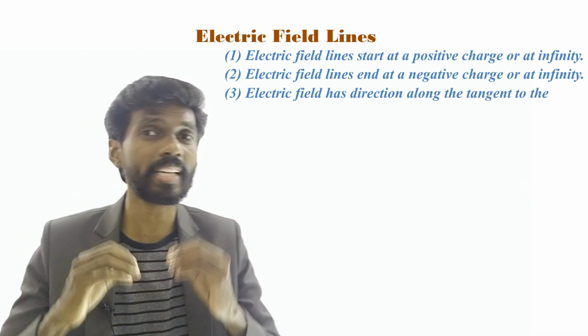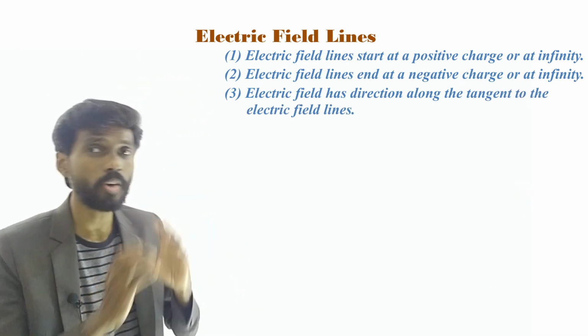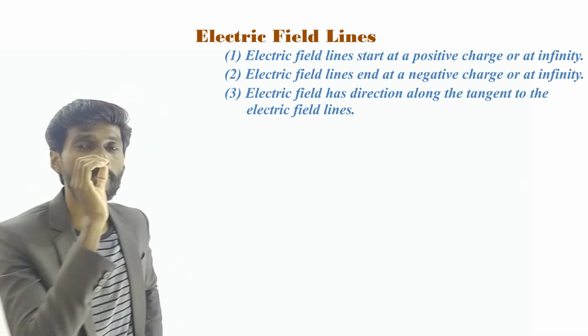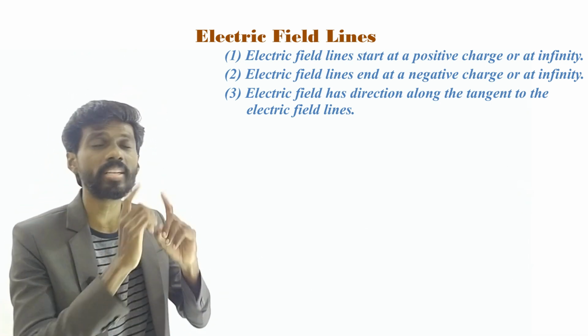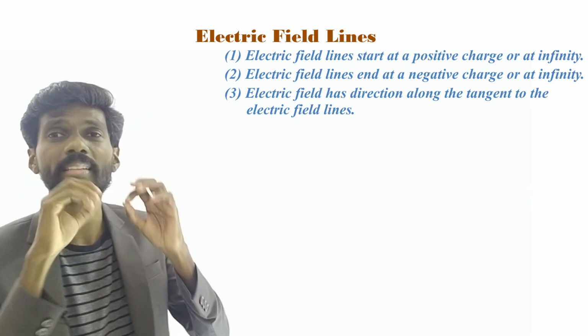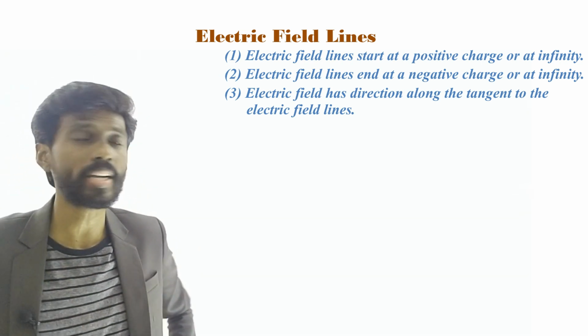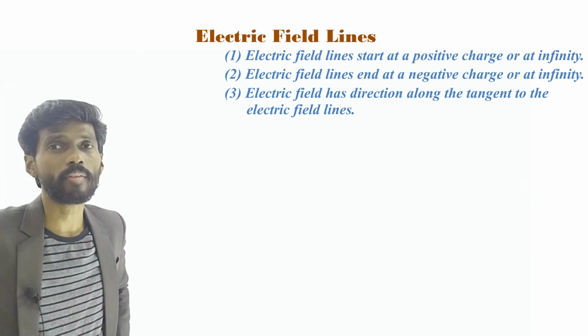When the electric field lines are not straight lines but curved lines, if you want to find the direction of the electric field, you just draw a tangent at a particular point, and the tangent direction is the direction of the electric field at that point. The tangent will give you the direction of the electric field. So that is one point that you have to know.